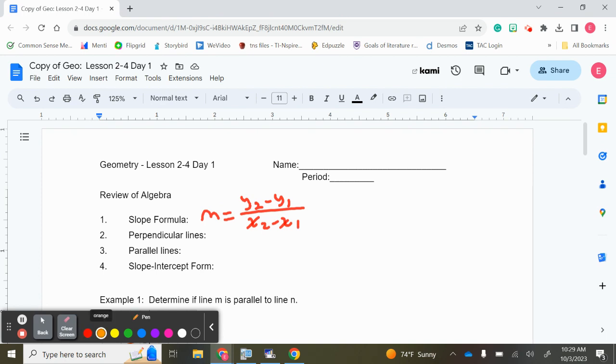Perpendicular lines have opposite reciprocal slopes.